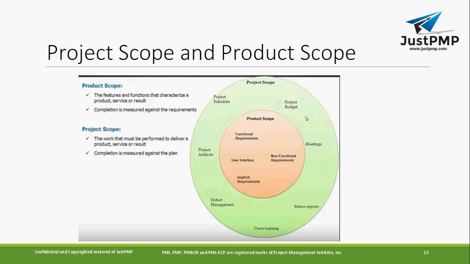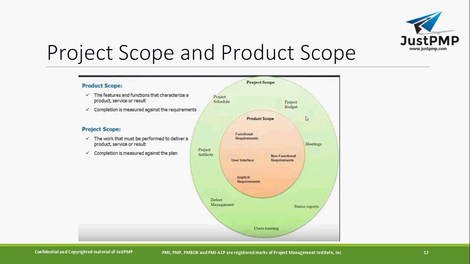Product scope is the features and functions that characterize the product, service, or result. So product scope is specific to the product only. Okay, project scope is the work that must be performed to deliver the product, service, or result. See the difference. Product scope is more related to the product itself. What features you wanted to implement in the product, this smartphone, and what functions you wanted to implement. So it is more related to the product. So that will define the product scope. Like this phone, it's 4G, 5G, or this much memory. So you are specifying the product scope.